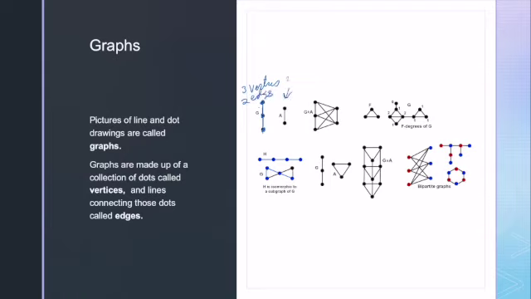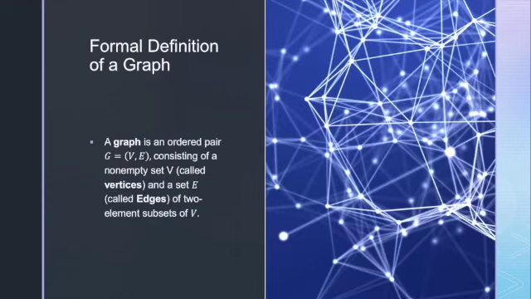Here this graph has 2 vertices and 1 edge. And all of these are different types of graphs that we're going to be talking about as we go through this section. So the formal definition of a graph is this. A graph is an ordered pair, G, consisting of a non-empty set V of vertices and a set of edges, okay? And these are 2-element subsets of V.